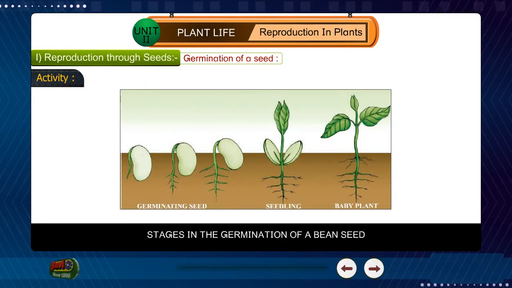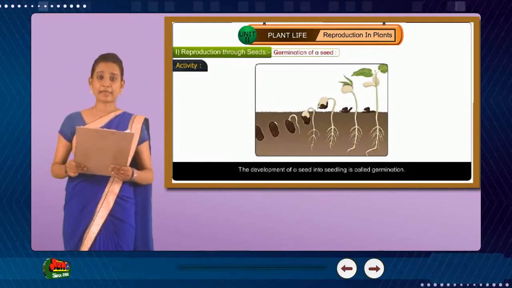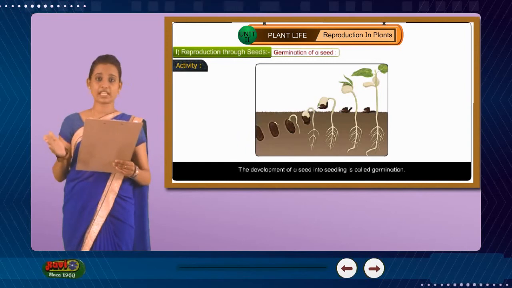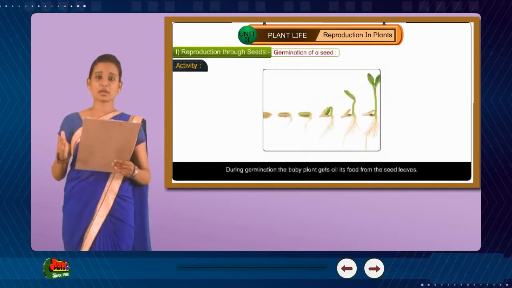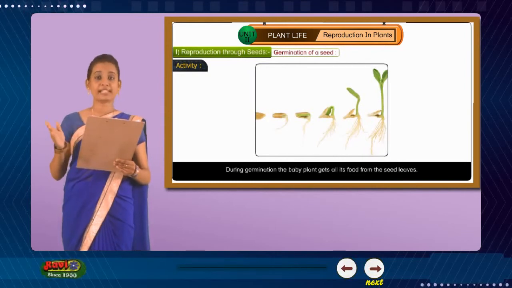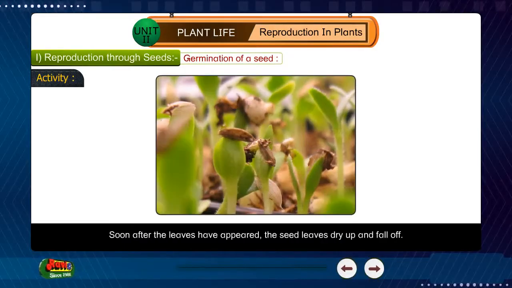Stages in the germination of a bean seed. The development of a seed into a seedling is called germination. During germination, the baby plant gets all its food from the seed leaves. Soon after the leaves have appeared, the seed leaves dry up and fall off.